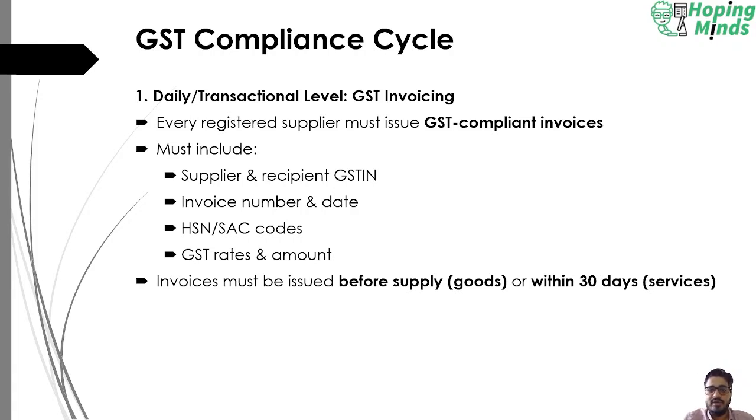HSN or SAC code. What is HSN and SAC code? HSN stands for Harmonized System of Nomenclature and SAC stands for Service Accounting Code. These are used to classify goods worldwide. Next is GST rate and amount. There are multiple rates under GST and the invoice must contain the rates charged and the corresponding amount. Invoices must be issued before the supply of goods or within 30 days of supply of services.